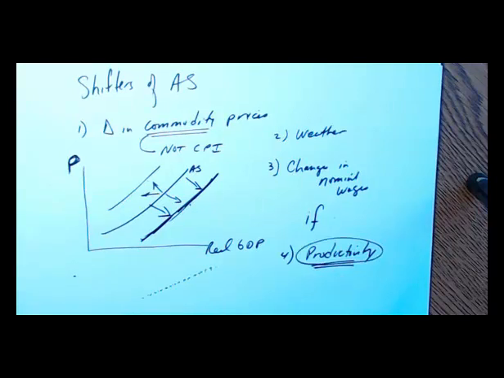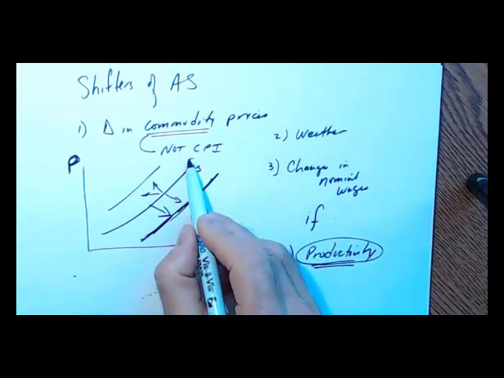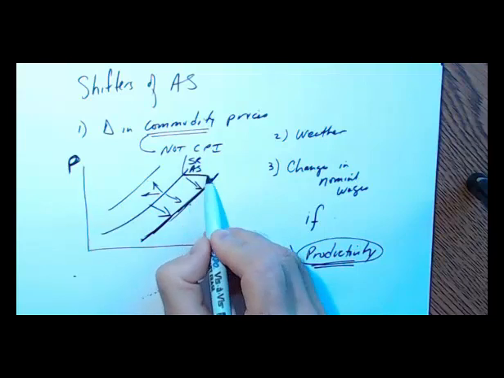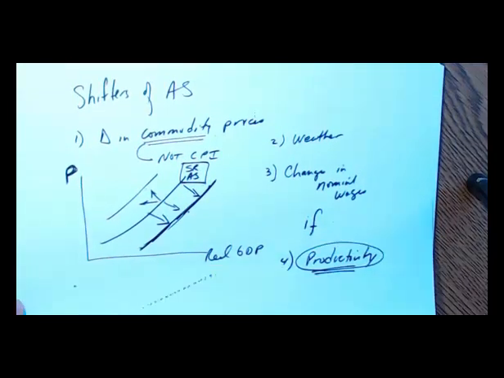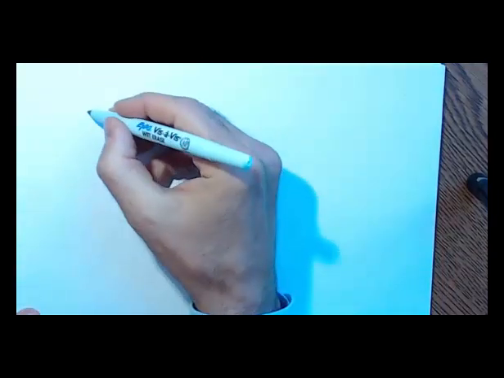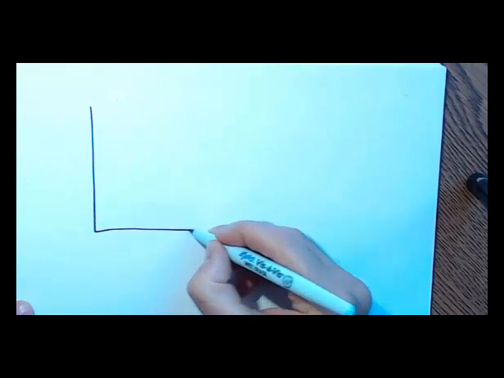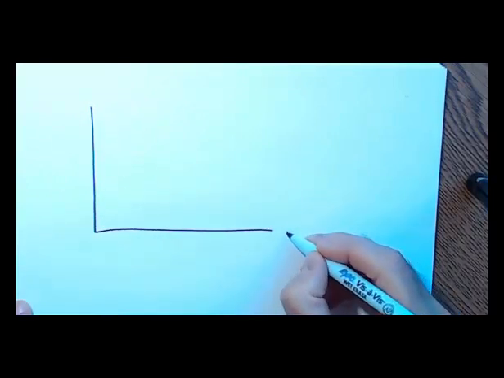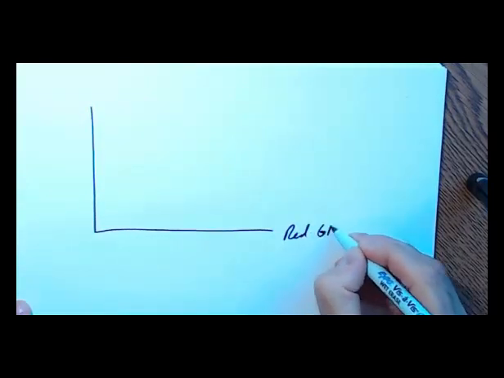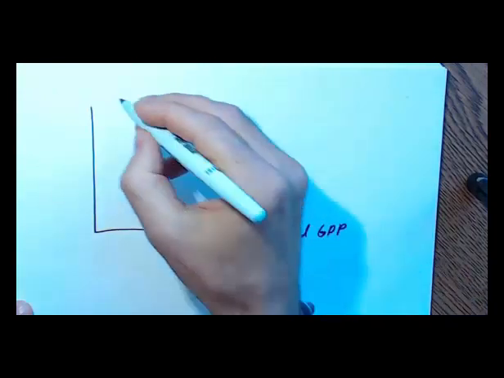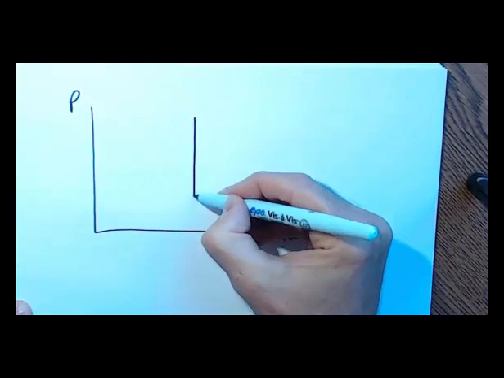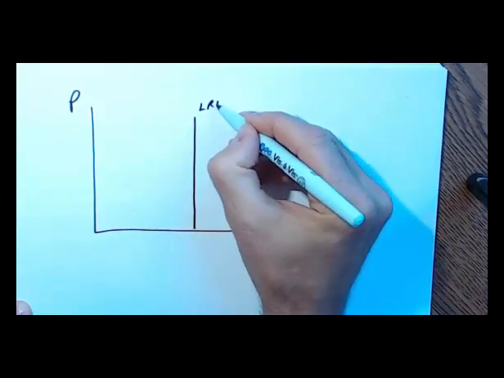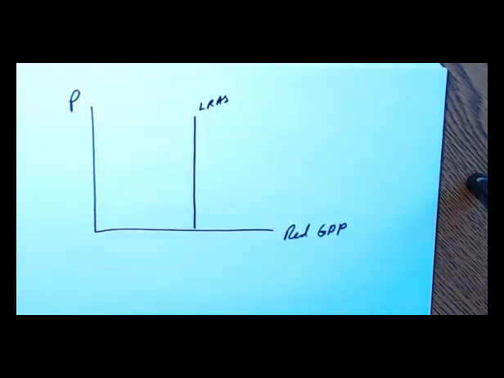Now, this is the short run aggregate supply curve we're dealing with. Let's introduce the long run aggregate supply curve. The long run aggregate supply curve looks a lot like that money supply curve I showed you earlier. Real GDP is here, and the aggregate price level is here. The long run aggregate supply curve looks like this.